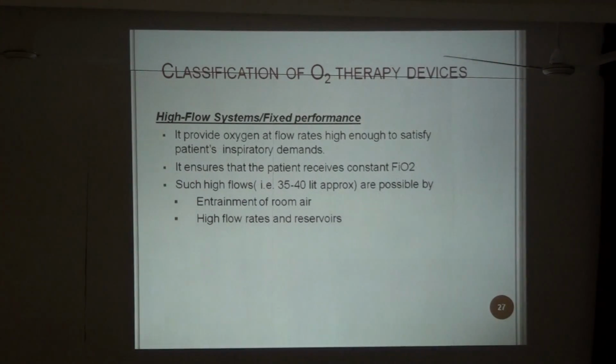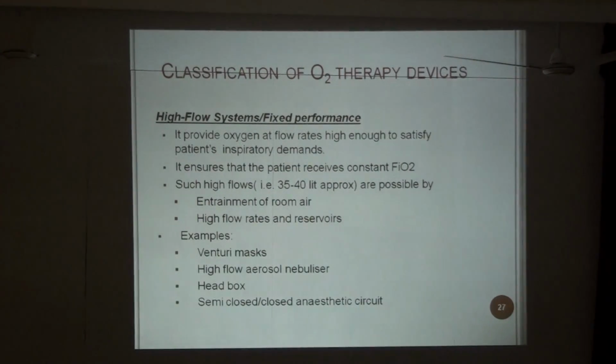Such high flows are possible by entrainment of room air, high flow rates and reservoirs. Examples are Venturi masks, high flow aerosol nebulizer, head box, and semi-closed anesthesia circuits. The circuit which is kept here, the Bain circuit, can also act as a high flow, fixed performance system.